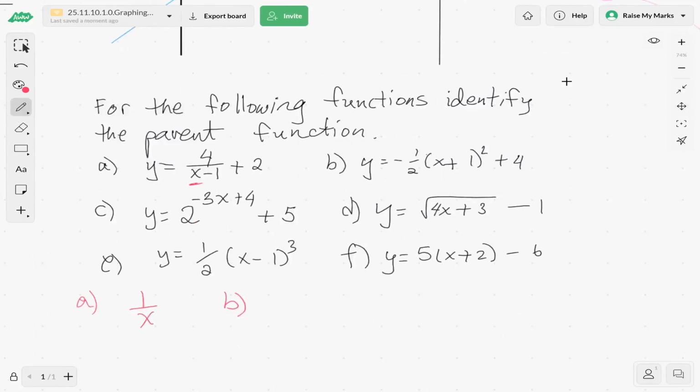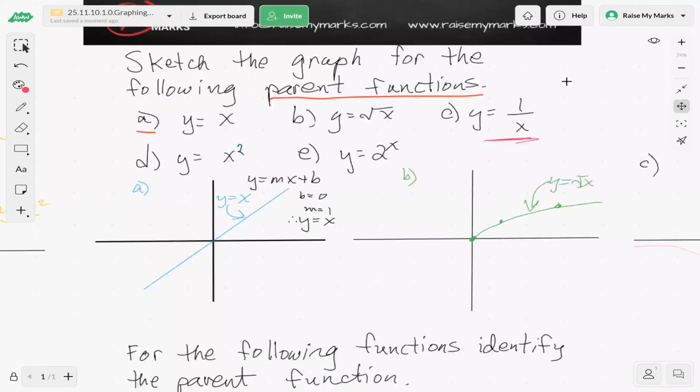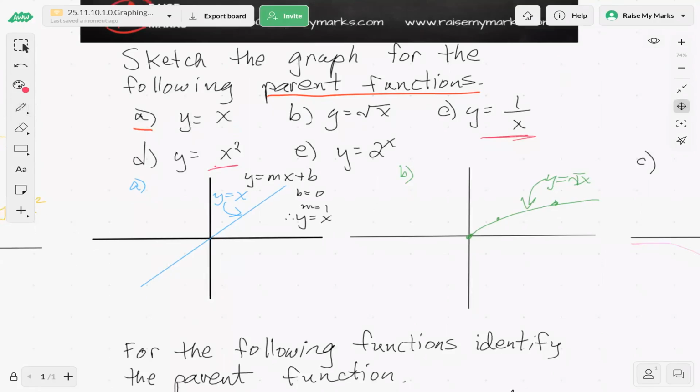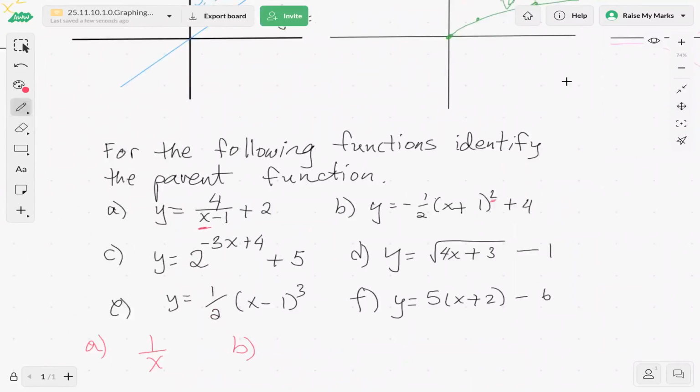Okay, part B. y equals negative 1/2 in brackets x plus 1 squared plus 4. Okay, so we have something squared. Let's go look at some of the parent functions we saw in the first question and see if any of them have a square or a power attached to our independent variable. The one function that we see like that is the one in D, so y equals x squared. So good high probability that our parent function for part B is y equals x squared.